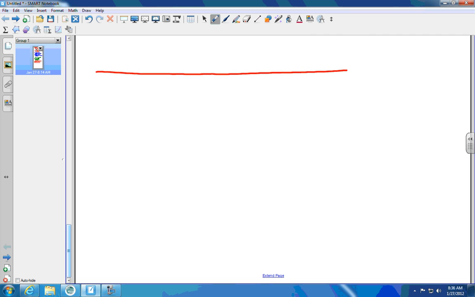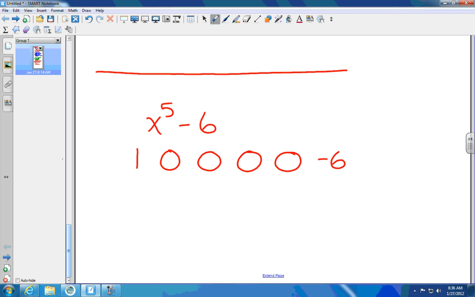So a little side note here. What if we had x to the 5th minus 6? We put in a lot of placeholders, right? So we put a 1 in for the x to the 5th. We don't have x to the 4th. We don't have x to the 3rd. We don't have x squared. We don't have x, but we do have the constant. So there are a couple problems like that where you just have to put in a bunch of placeholders.